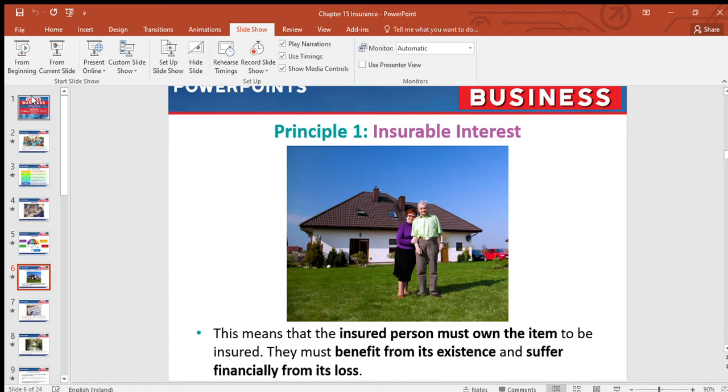So this is what insurable interest means. It means that you must own the item and you must benefit from its existence. So not only do you need to own it, you must benefit from its existence and suffer financially from its loss. And your best example there, I'll get you to take down slides later on, but just for now I want you to take down insurable interest. I can insure my own house but not my neighbors, and that's a common phrase that's used to describe insurable interest. So I must own the item, I must benefit from owning it, and suffer financially if I lose it or damage it. That's our first principle.